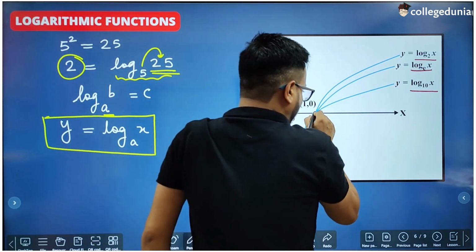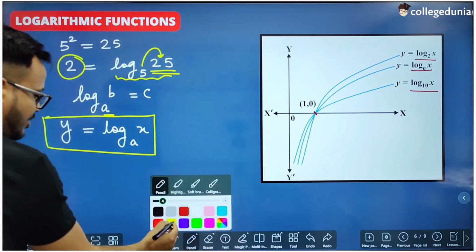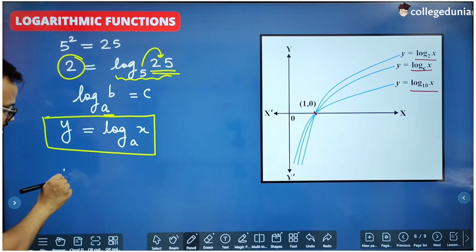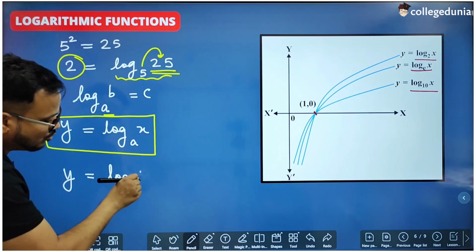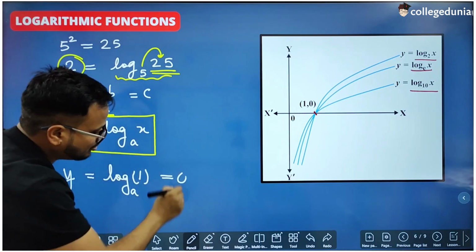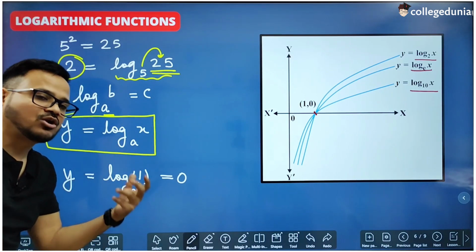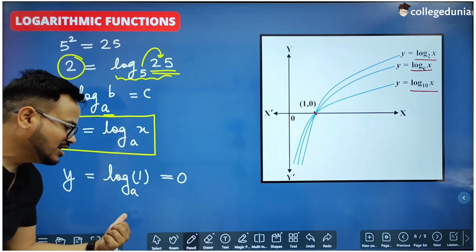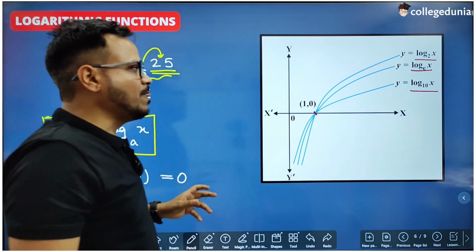And all these graphs meet at x equal to 1 because for any base, log a 1 is always 0, because to what power should this number be raised to get 1? Obviously 0. We have to raise this a to 0, only then we will get 1. So log 1 is 0.